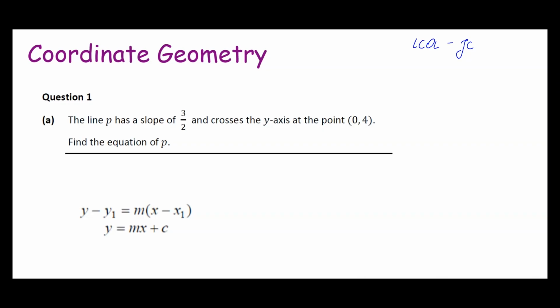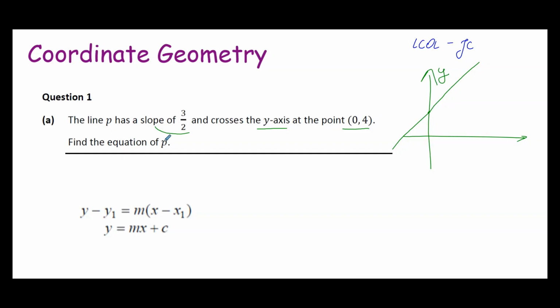Let's talk coordinate geometry. So here we have the line P that has a slope of 3/2 and crosses the y-axis at a point (0, 4). So what does that mean? The point is somewhere at (0, 4) on the y-axis, and because it has a positive slope, the line will be going up. So that's more or less what we have here.